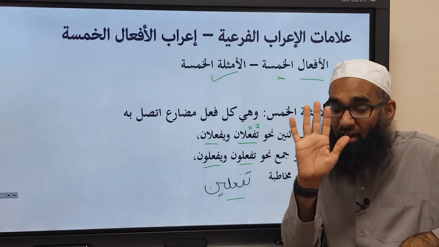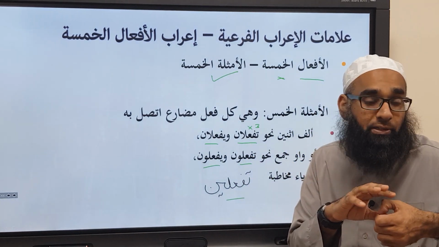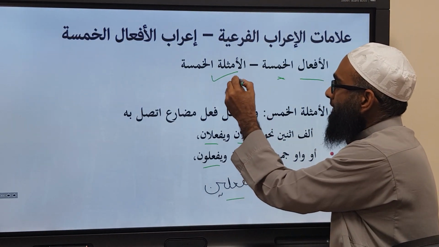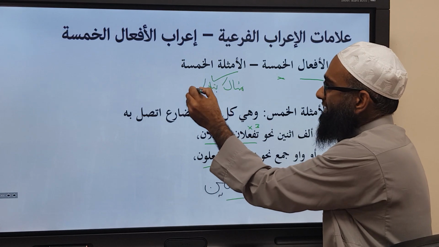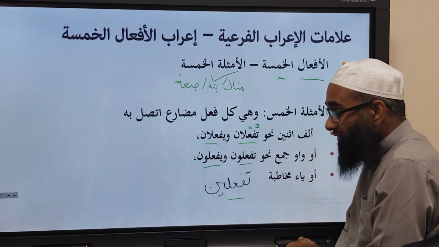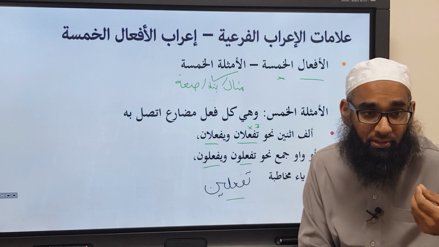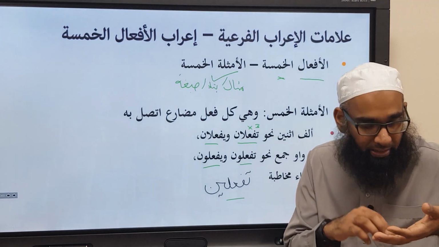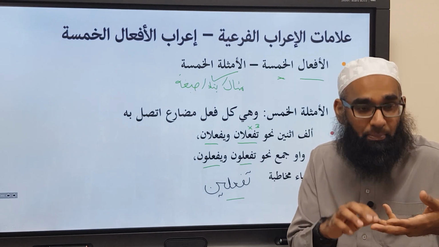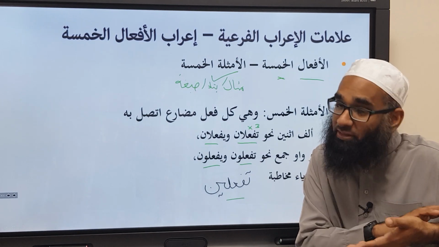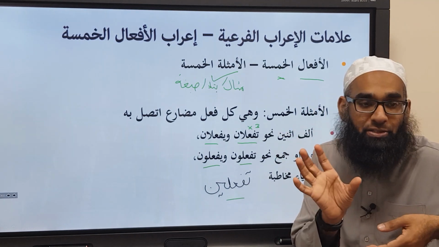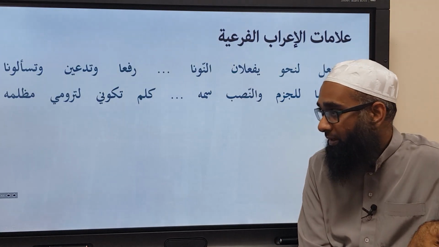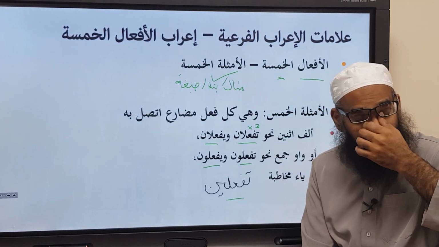As opposed to this, there are not 5 verbs where only yaf'alani can take this pattern. What is it? Al-amthila, amthila is the plural of mithal. Mithal is the same as bina, same as sigha, same thing. So 5 sigha, 5 siyag, 5 forms. Any verb, whether it's yaf'alani, yansurani, yaqulani, yabi'ani, yarmiyani, they all follow the same pattern. They're not 5 verbs, they're 5 patterns. That's why it's more correct to call these al-amthilatul khamsa. Correct?